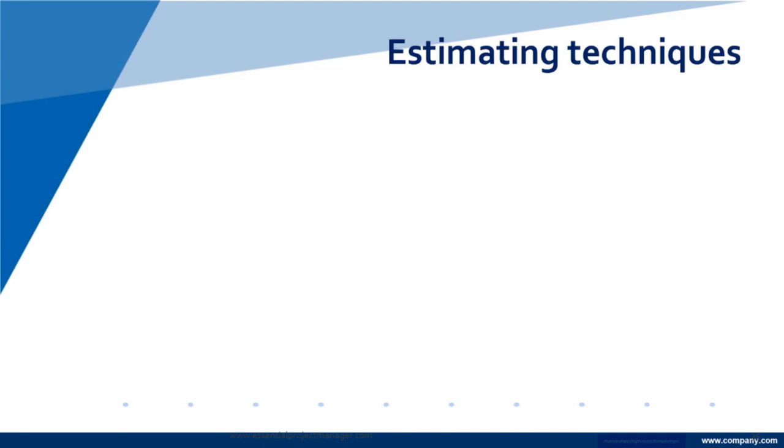Estimating techniques. Analogous estimates. We do this all the time. I've said before, here's an example. We want to go to a restaurant. How much is it going to cost? Well, how much does a restaurant like that cost usually? We might add some parameters to that. Who am I taking? What food do I want?